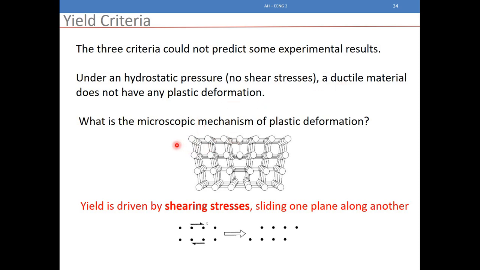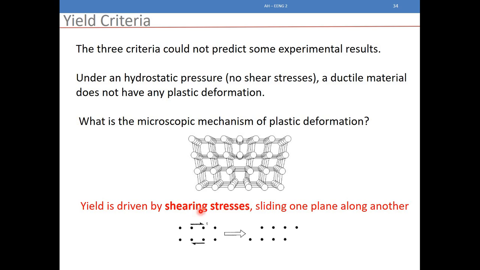And when some experiments were done on the microscopic mechanism of plastic deformation, just looking at the structure of the material during the plastic deformation, we found that the yielding starts and is driven by shearing stresses. So when there are no shear stresses, we found no plastic deformation, and the microscopic observation showed that the modification occurs by shearing. The whole conclusion of all of this was that yielding is only driven by shearing stresses, and that the normal stresses are not very important.